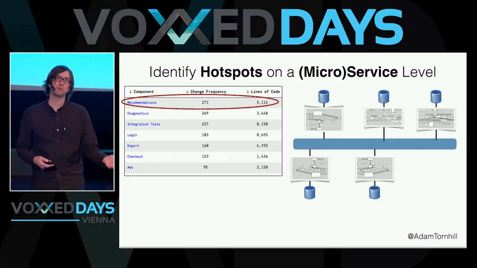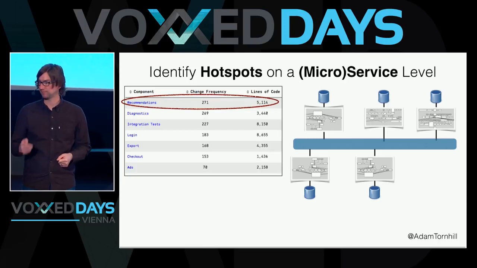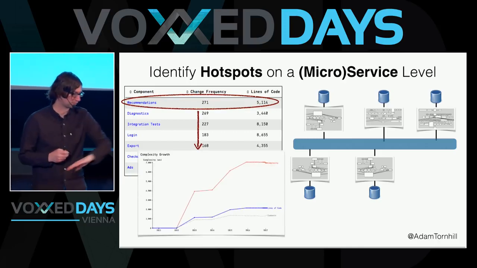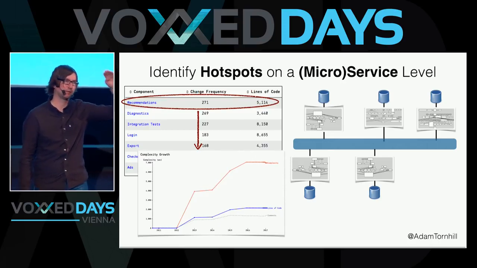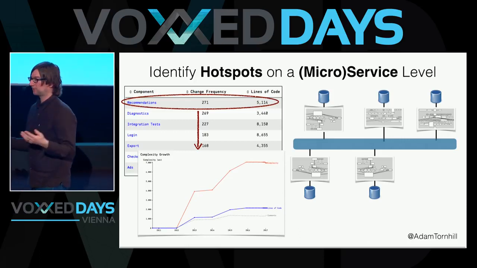Now, we can also calculate complexity trends based on those boundaries. And when we do that, we see that this is some piece of code that seems to have evolved rapidly and then stabilized at a very high complexity level where it keeps changing all the time. And it's around 5,000 lines of code.